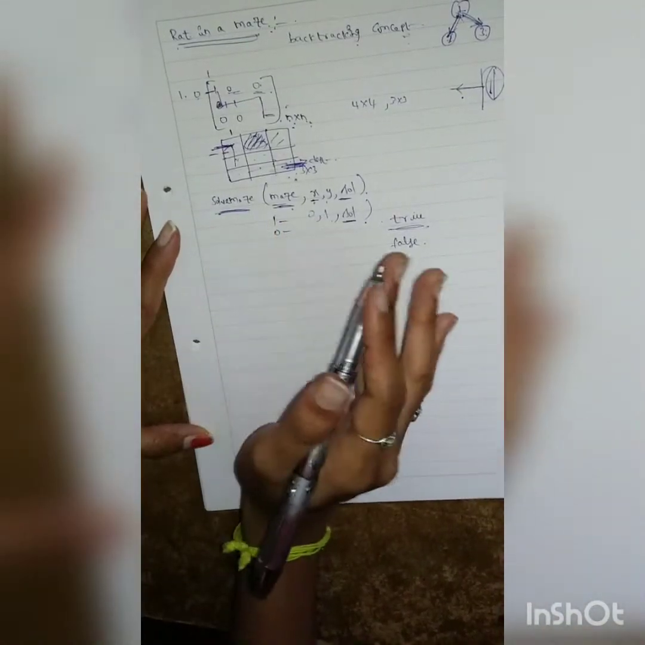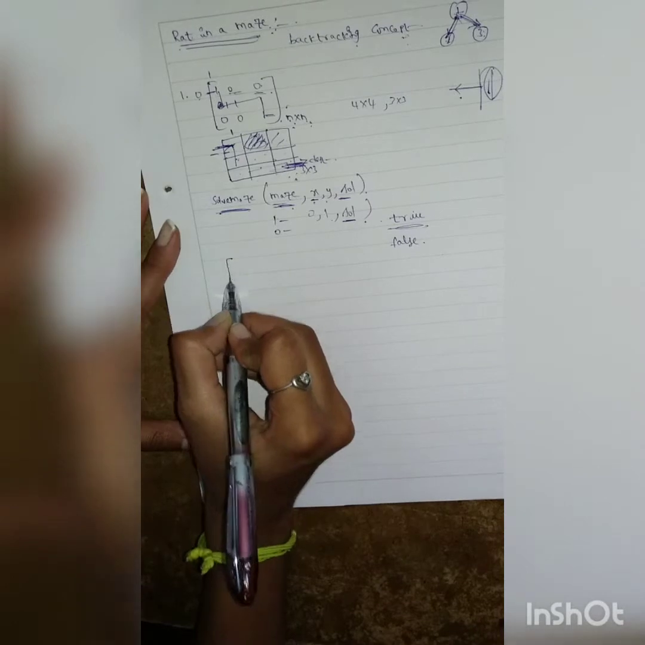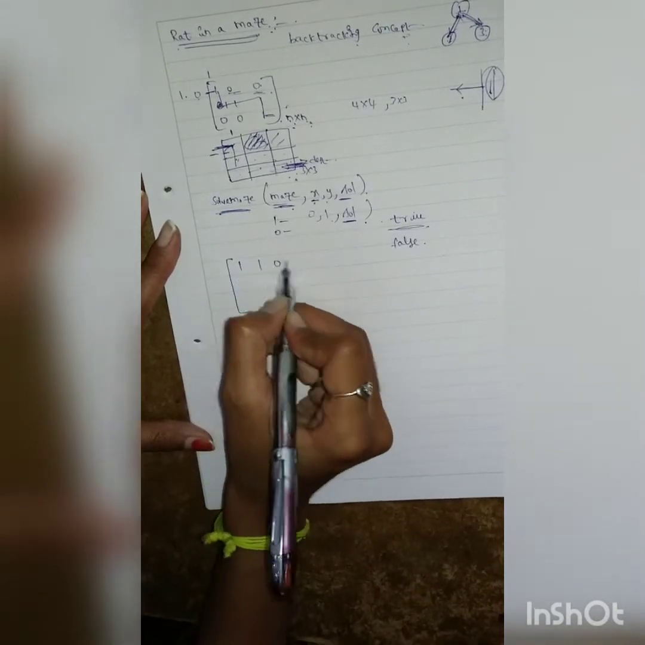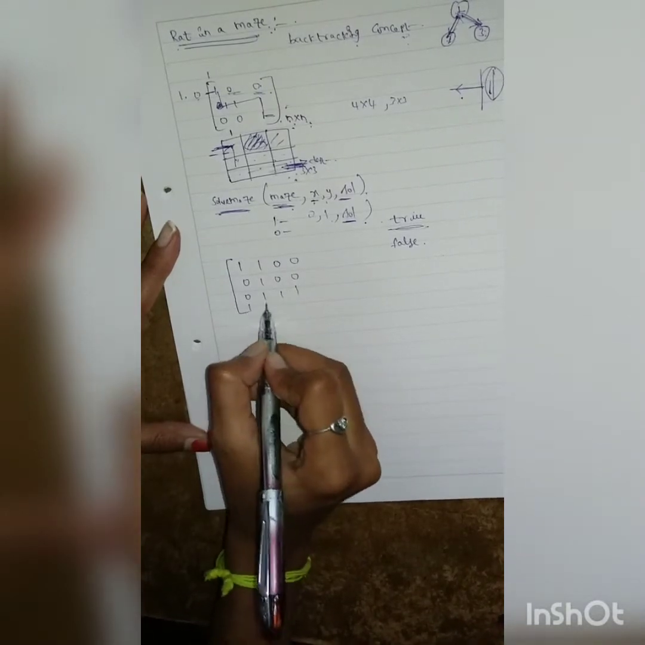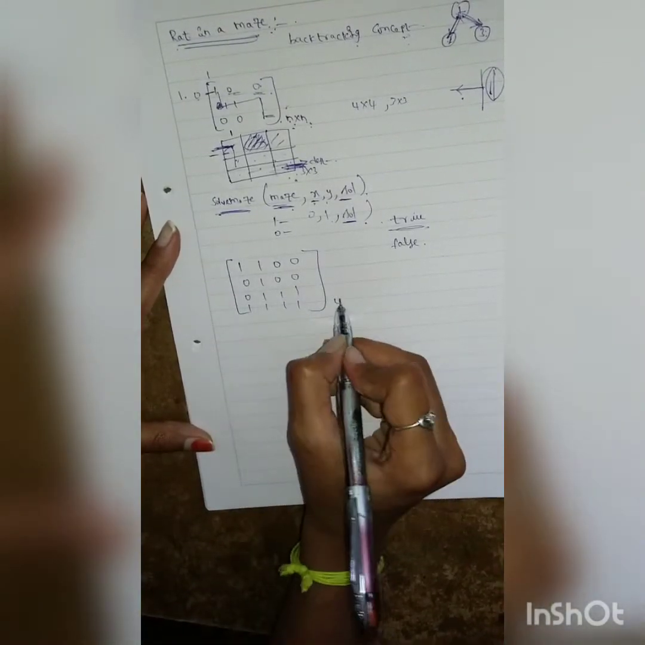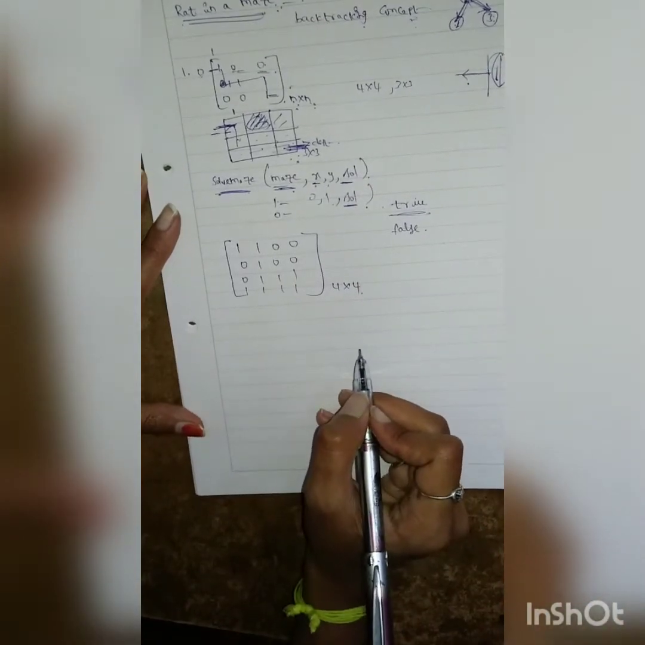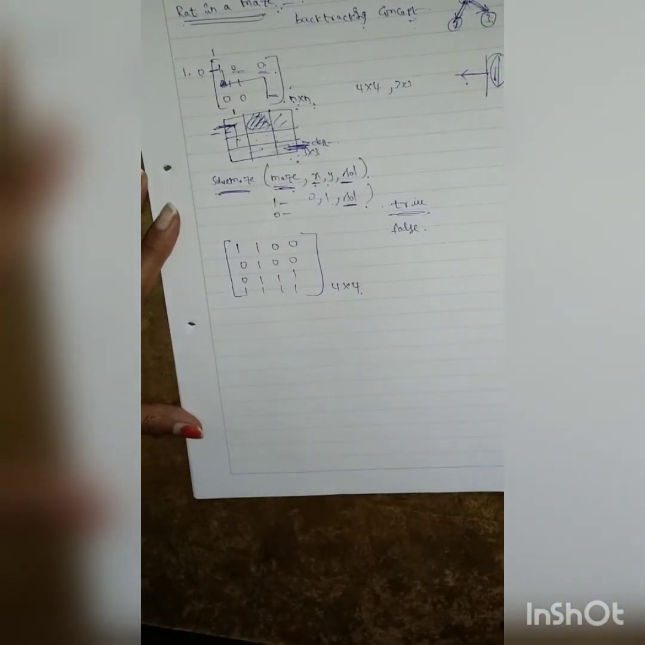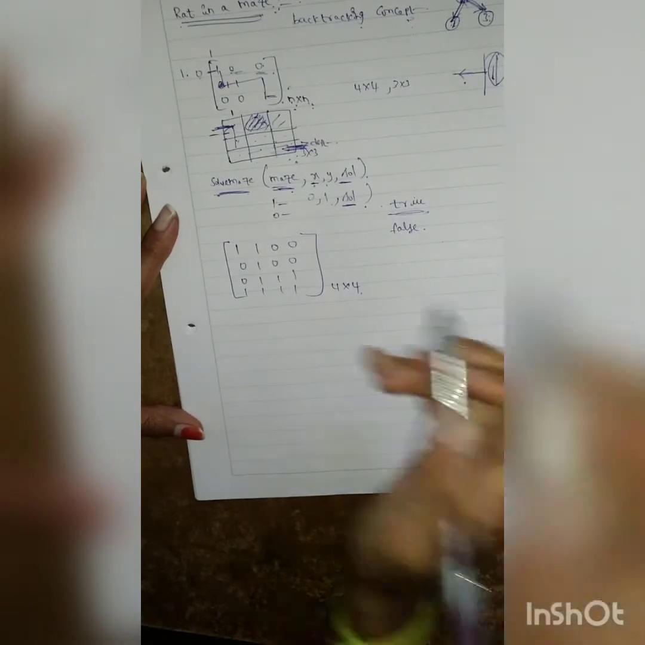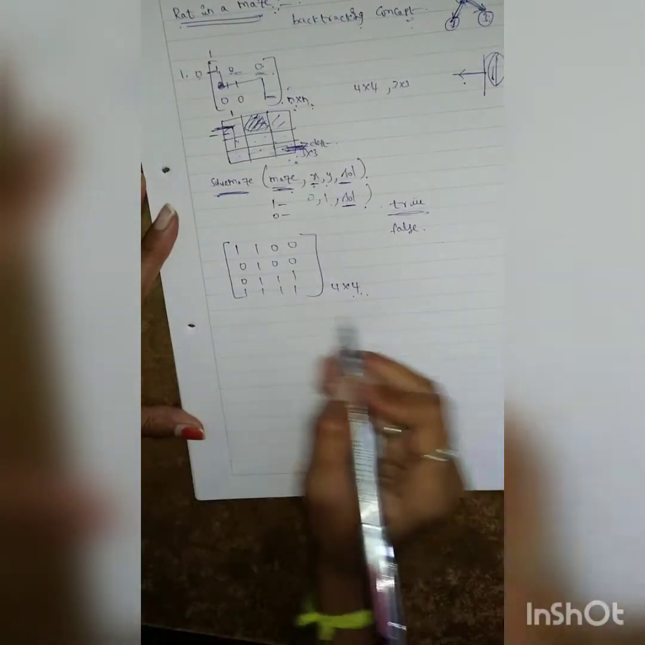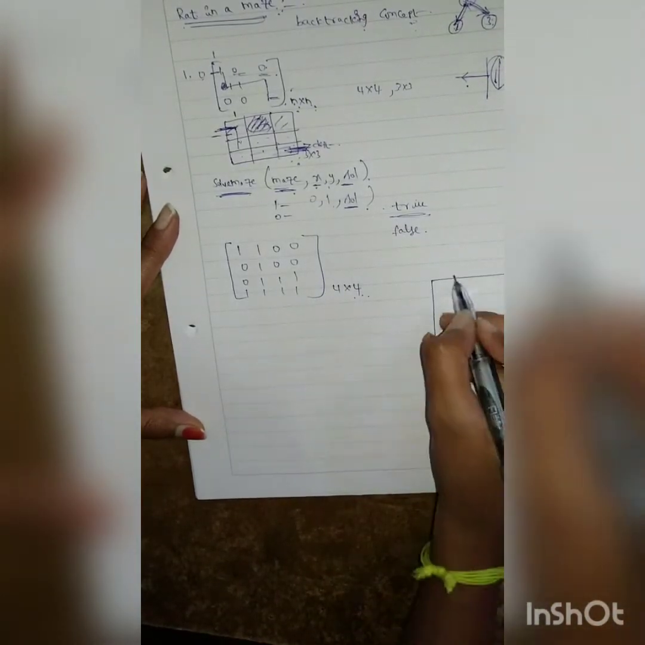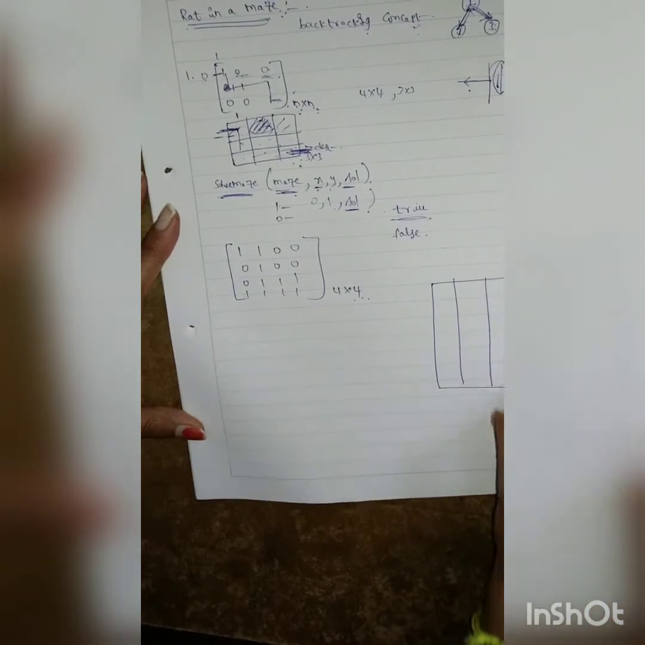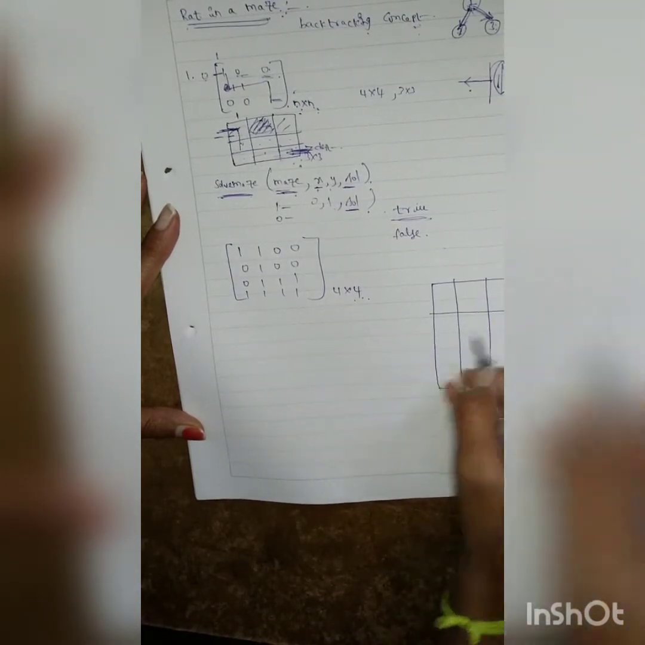So let's take an example to understand this rat in a maze problem. For example, let's consider a matrix 1 1 0 0, 0 1 0 0, 0 1 1 1, 1 1 1 1 in this way. This is a 4 cross 4 matrix. So how does it look? It looks like this.